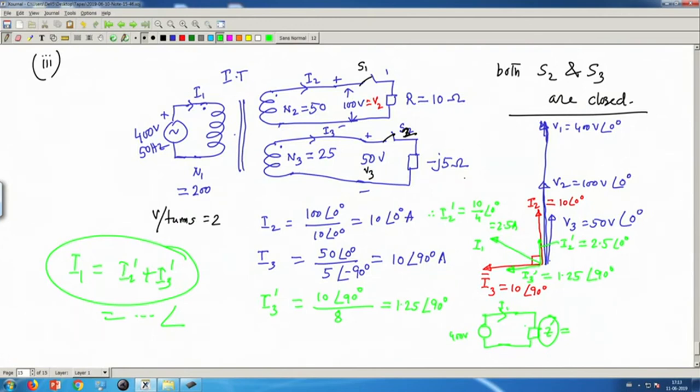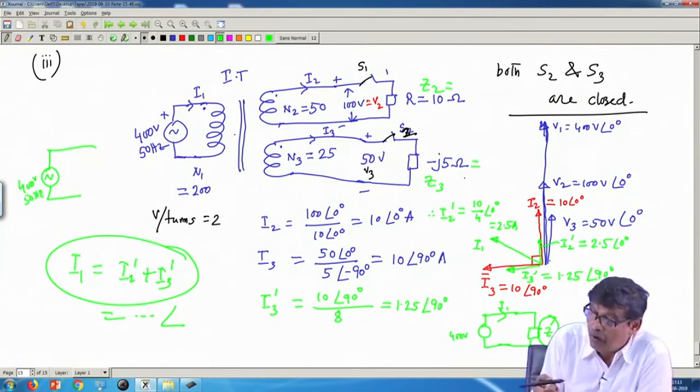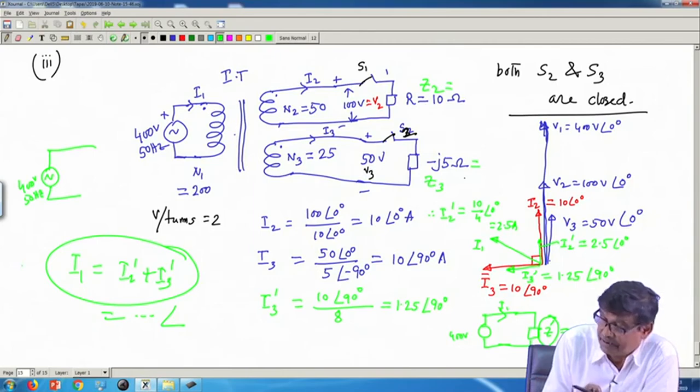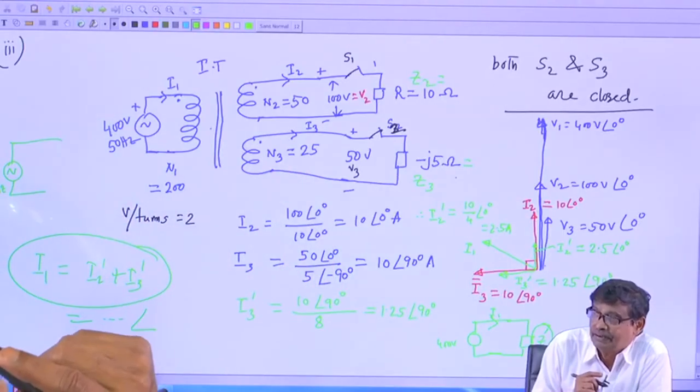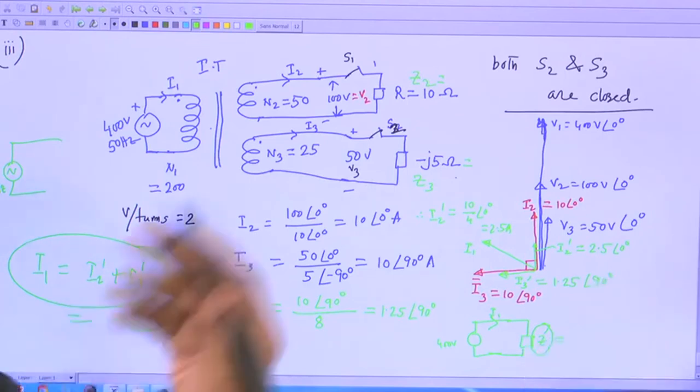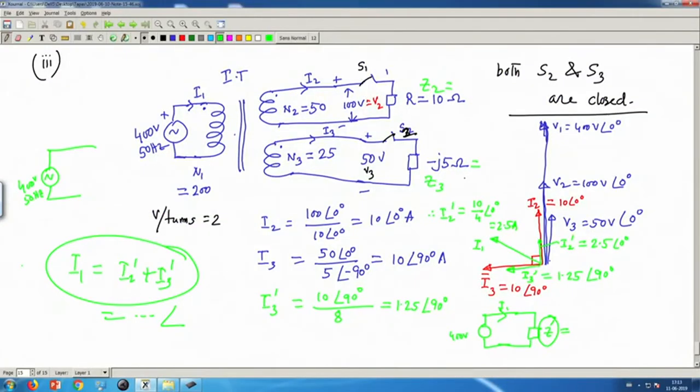I will request you to think about it: suppose this is in general Z 2, this is in general Z 3. What impedance does the supply see? What should be the equivalent circuit I have to draw with respect to the supply side? How will this R appear here, how will this Z appear here? That you think about for the next class. Of course, I will discuss that, it is also very interesting.